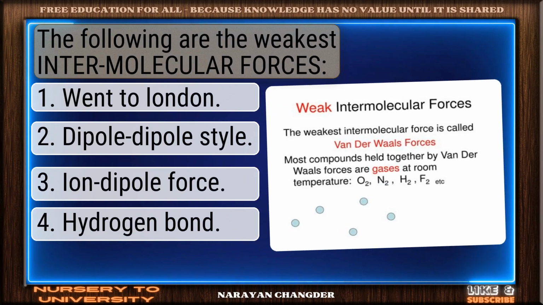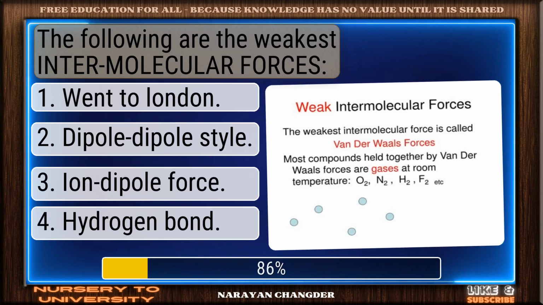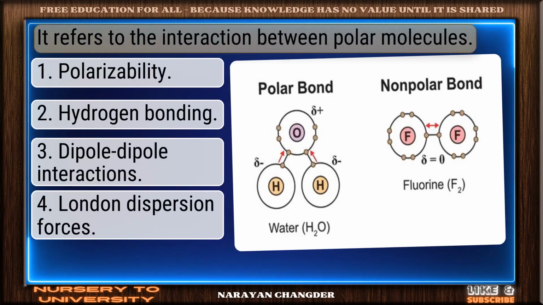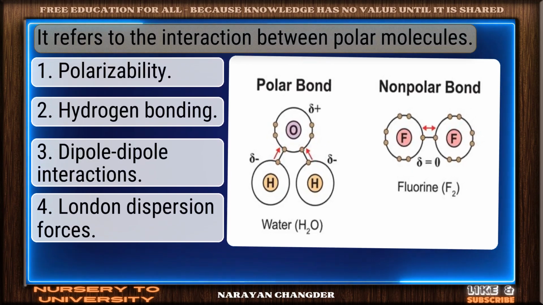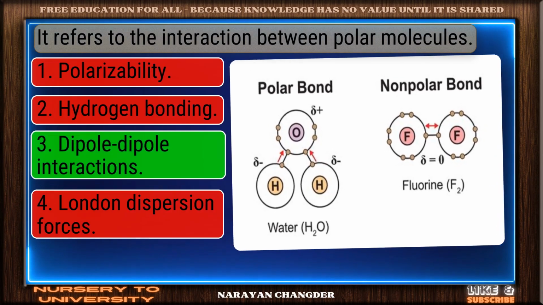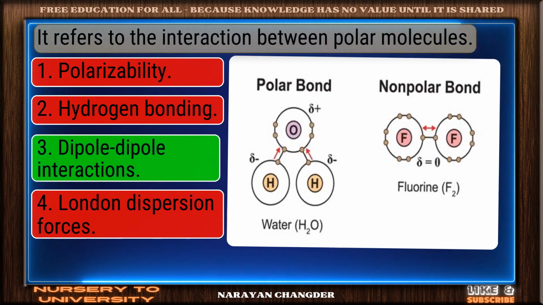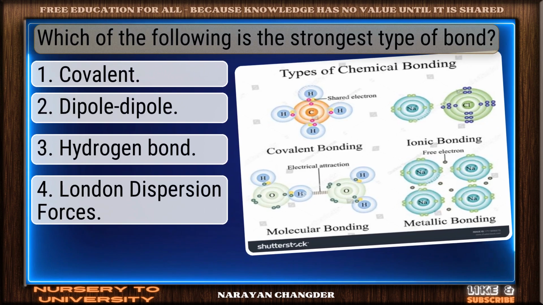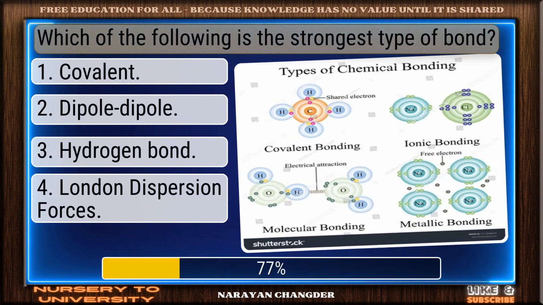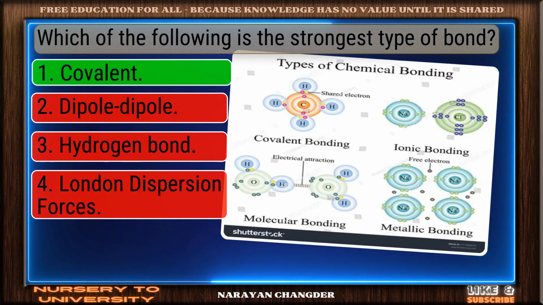The following are the weakest intermolecular forces. On track. London is the correct answer. It refers to the interaction between polar molecules. Valid point. Dipole-dipole interactions is true. Which of the following is the strongest type of bond? Well done. Covalent is the right choice.